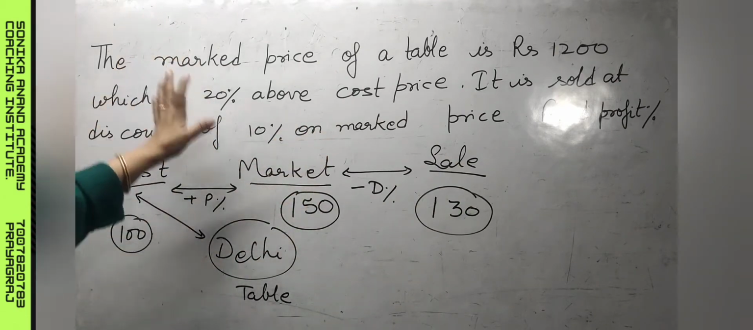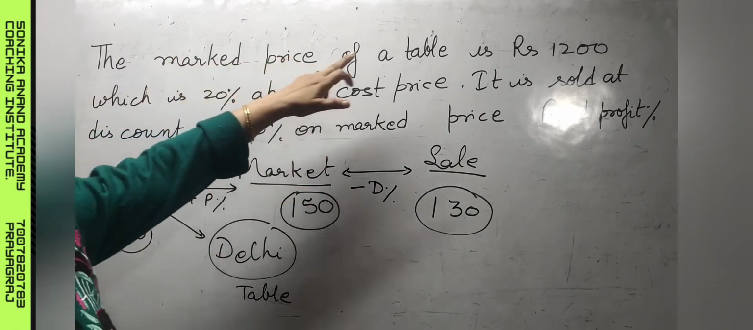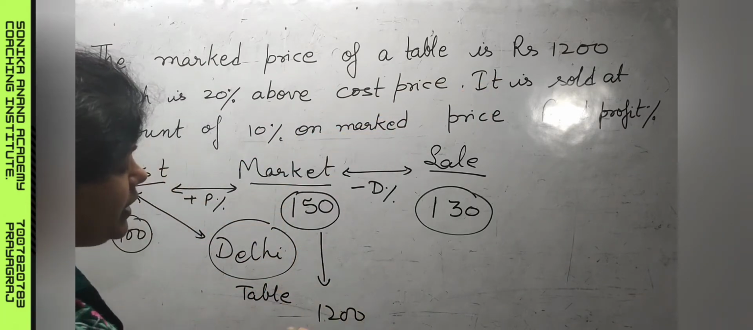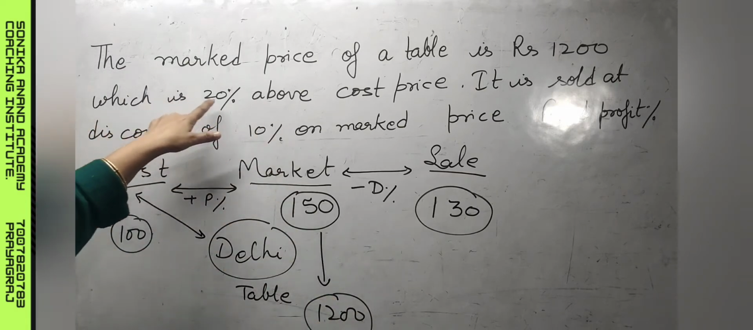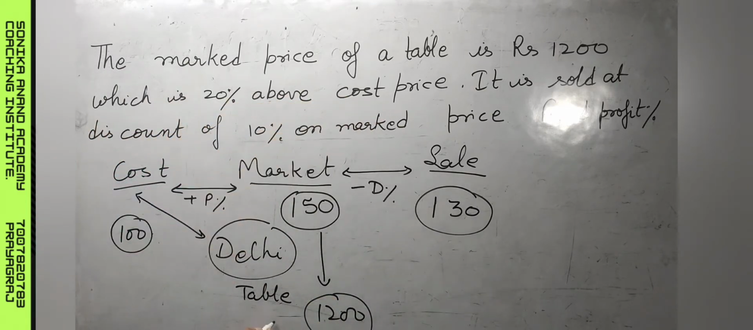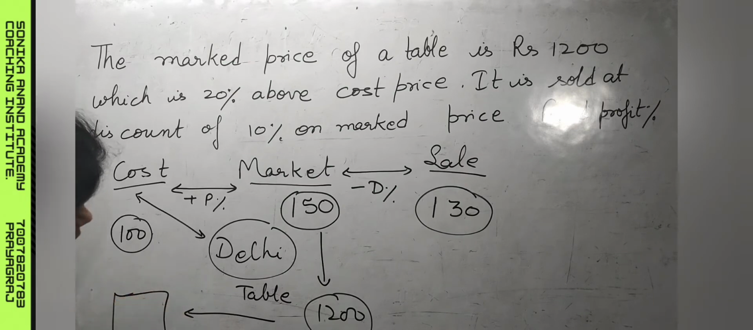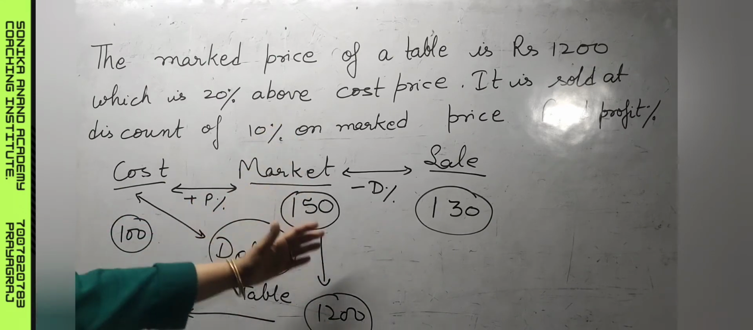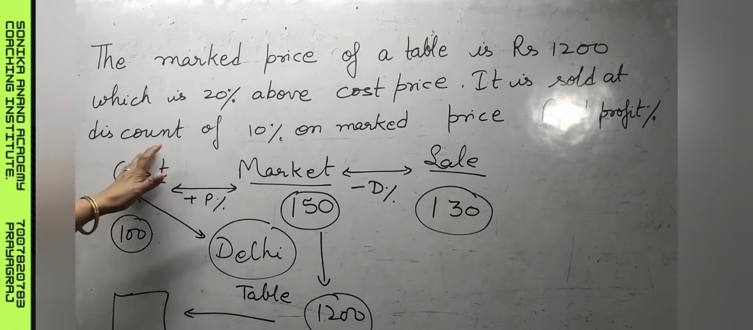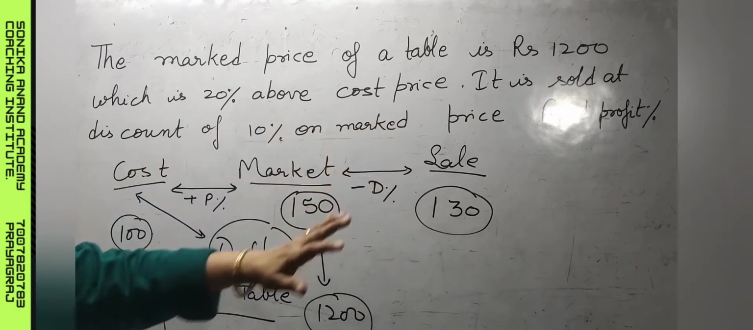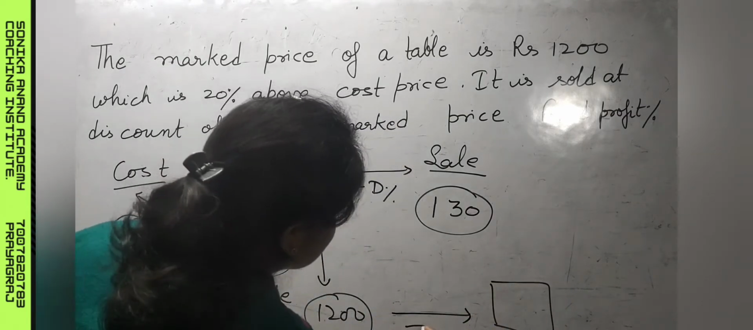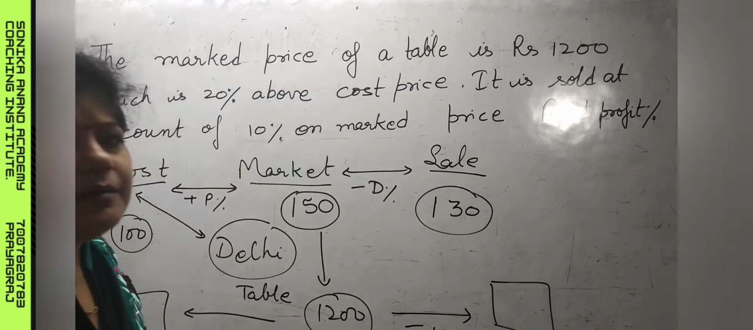Now the same is the case in the question. The market price of the table is rupees 1200, so this price is 1200. It is 20% above the cost price, and we don't know the cost price, but this price is plus 20%. That means the cost price of the table is a little bit lesser than 1200 rupees. Moreover, it is sold at a discount of 10% on the market price. So when he sold this table, he sold it for a little bit less money.